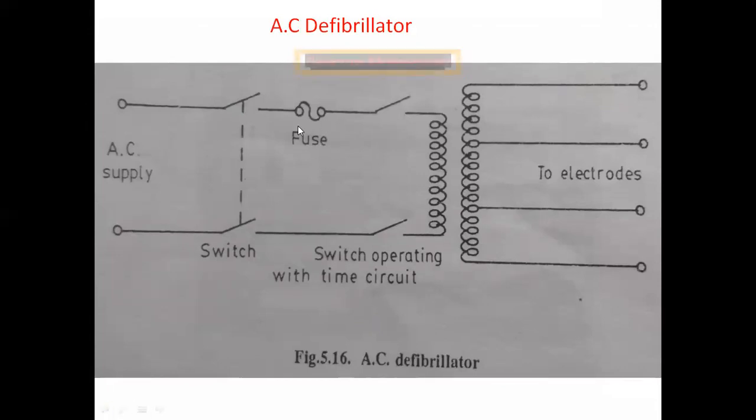This is the fuse and switching operating with the timing circuit, and this is the step-up transformer. By using this step-up transformer, the input AC supply voltage will be increased by different tappings. We can collect that increased output voltage, and it is directly applied to the electrodes, and from the electrodes the voltage is applied to the heart.